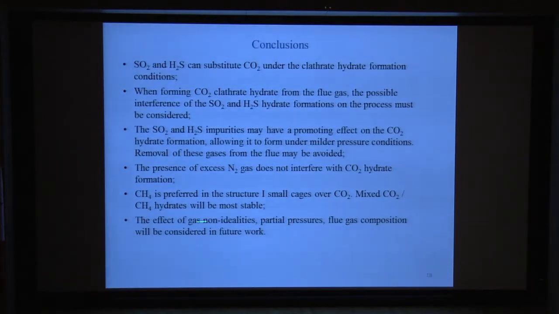And finally, we can consider the effects of gas non-idealities and the partial pressures in the mixture, in the flue gas composition. These are simple to account for, and we will do that in later calculations. But in general, the trace gases in the flue gas will likely not have a major effect, and we can predict what type of effect they'll have, so we can design the process considering the effect of these impurities explicitly. Okay, thank you.